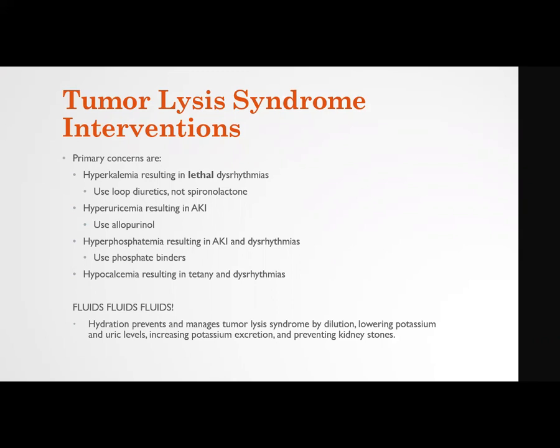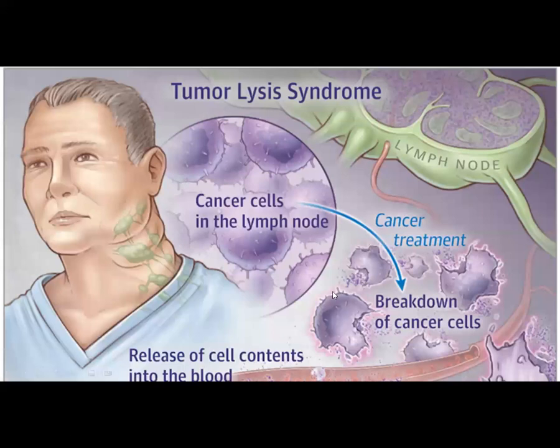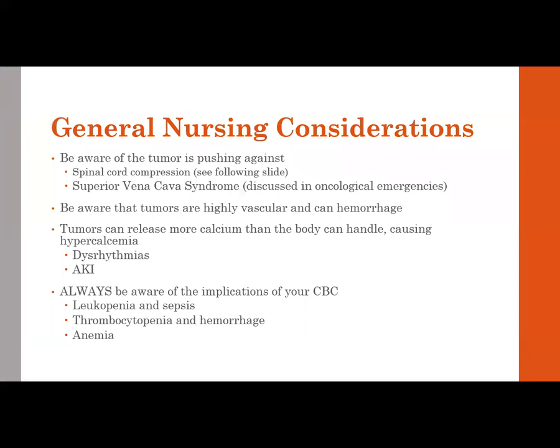Hydration prevents and manages tumor lysis syndrome by dilution, lowering potassium and uric acid, increasing potassium excretion, and preventing kidney stones. So fluids are a very important thing to think about. And you can see this picture here of tumor lysis syndrome. These are just some general nursing considerations. It's kind of a repeat of the slide we did before. Being aware of the tumors pushing against structures, being aware that tumors are highly vascular, and always being aware of the implications of your CBC.